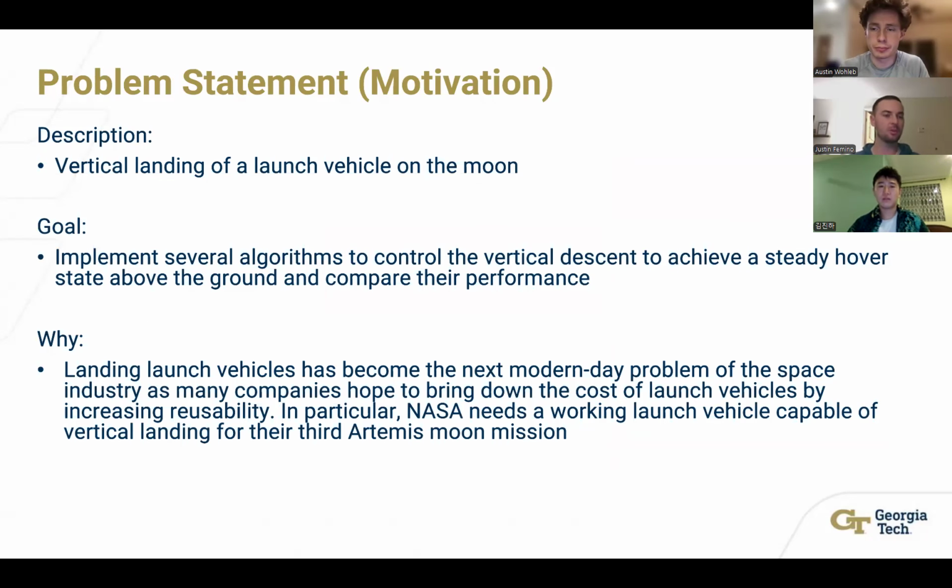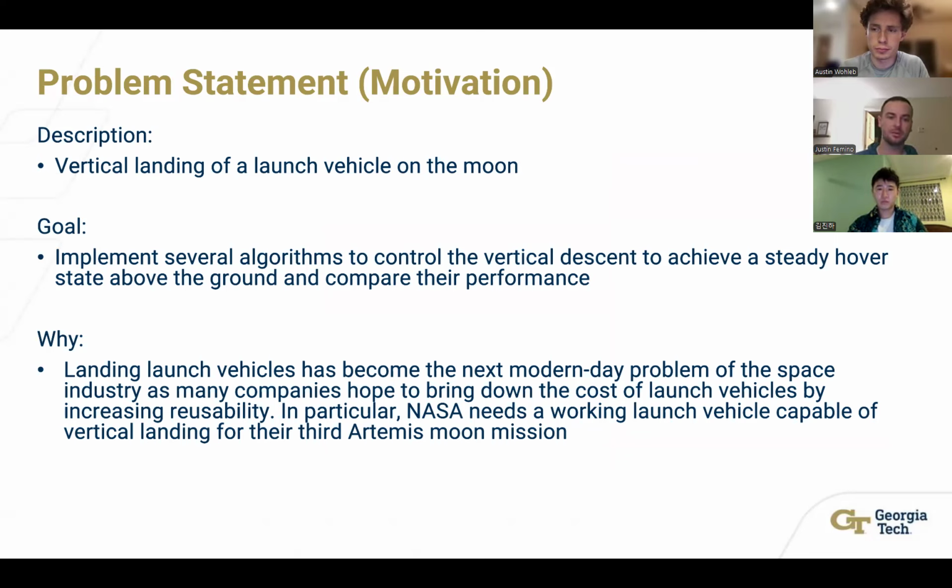We're going to open up here with an introduction to our problem statement, which is the vertical landing of a launch vehicle on the moon. Our goal with our presentation today is to implement several control algorithms to control the vertical descent and achieve a steady hover state above the ground, and then compare the performance of those algorithms.